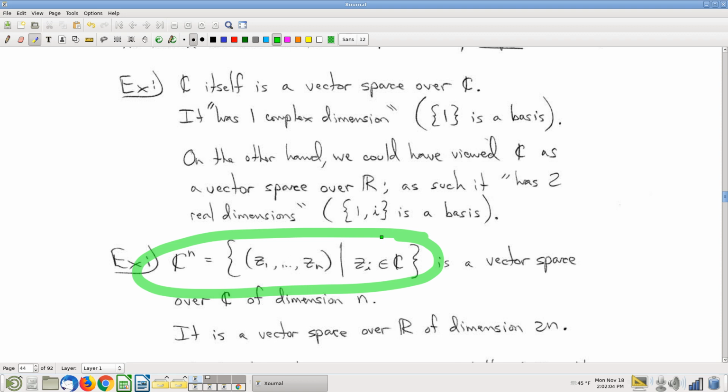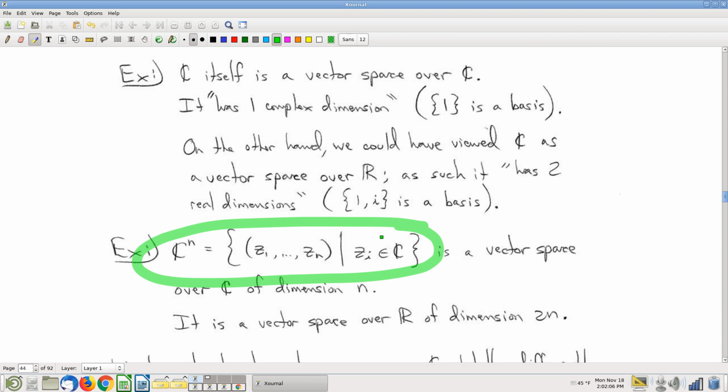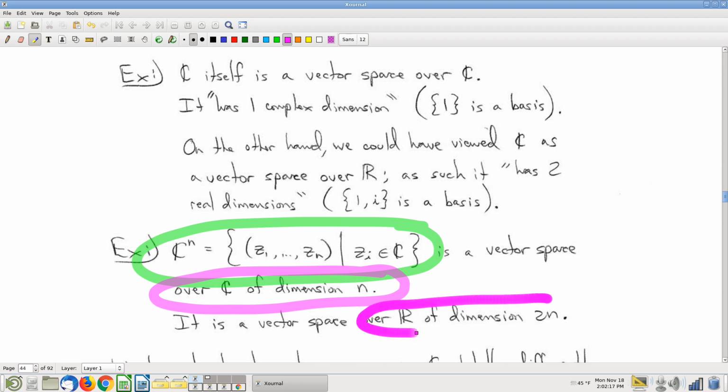So exercises that I'd like you all to take on for yourselves. It has complex dimension n. It has real dimension 2n. This would be a nice practice problem.